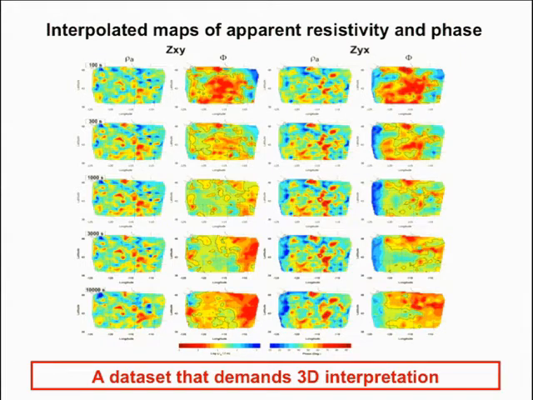On the other hand, the phase is smoother, and it shows much more consistent and systematic variation over period, as we see to different depths. And that's consistent with the 2D pictures that I showed you.